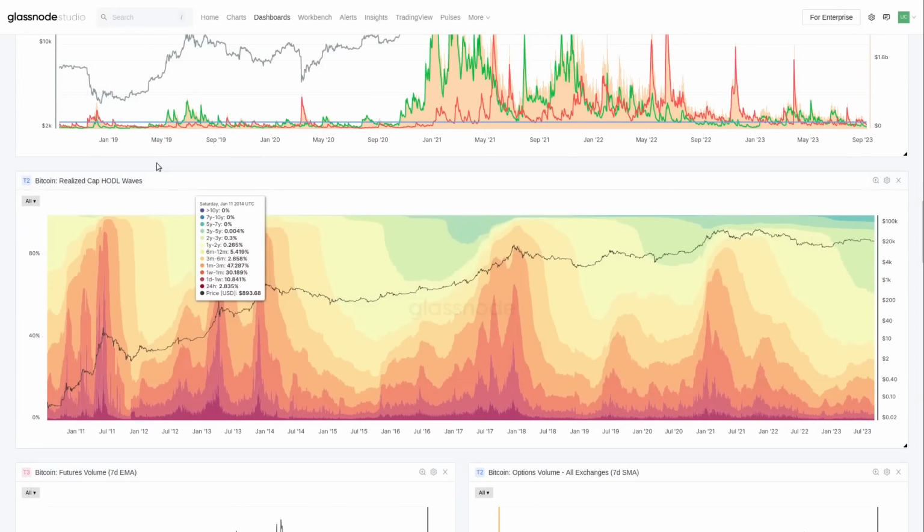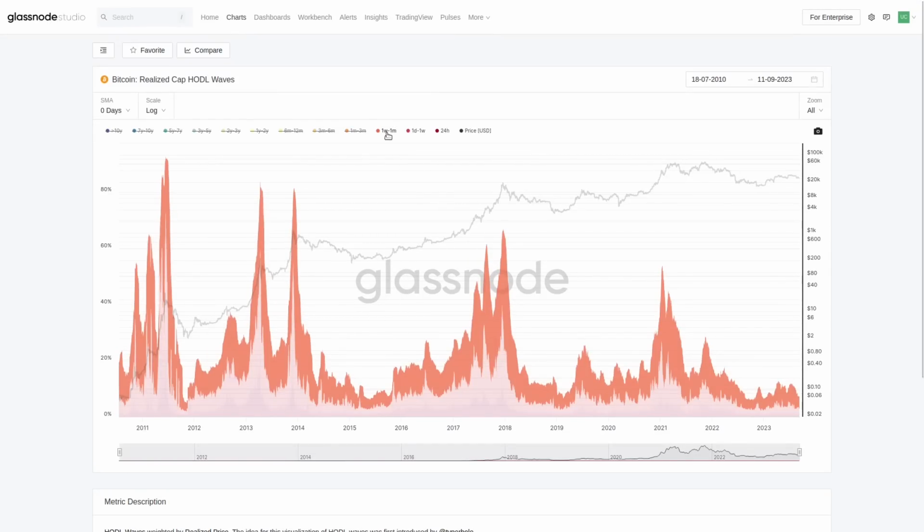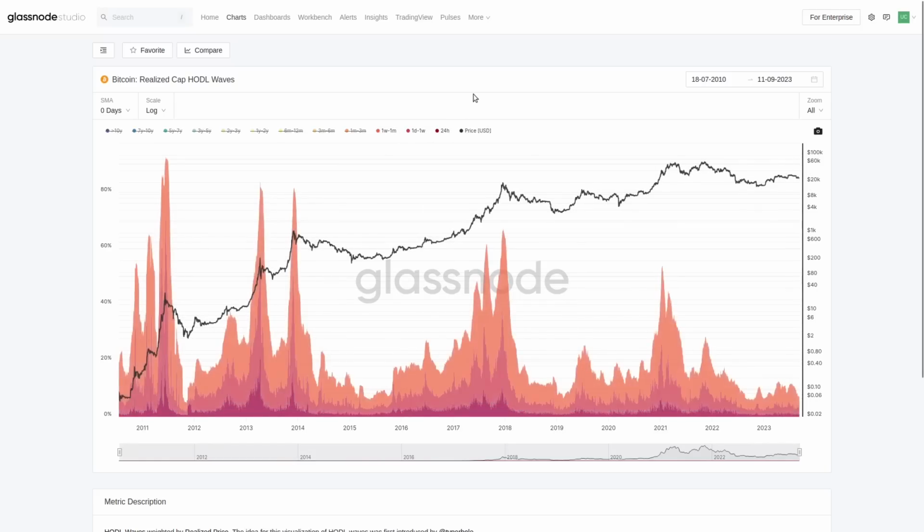Now, I'm going to move on to the realized cap HODL waves. So I'm actually going to expand this out onto the full scale chart. Remember, the realized cap HODL waves is kind of the age distribution of the wealth. We're not looking at it in terms of BTC, we're looking at it in terms of the amount of USD invested, the realized price of every coin, how much wealth is held in these different age buckets. Now, what I've got shown here is all of the coins that are under 1 month old. So we call this our hot supply regime.